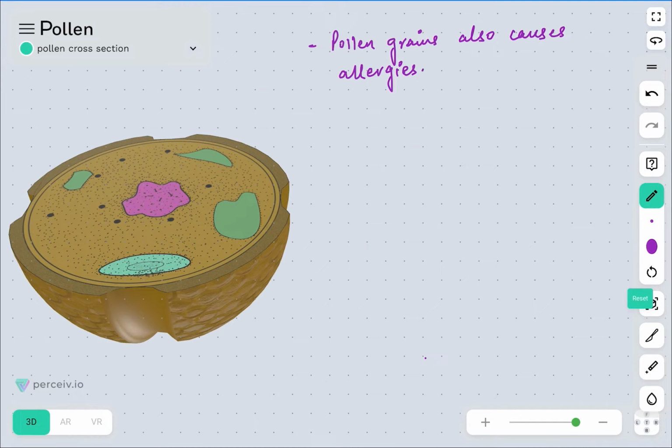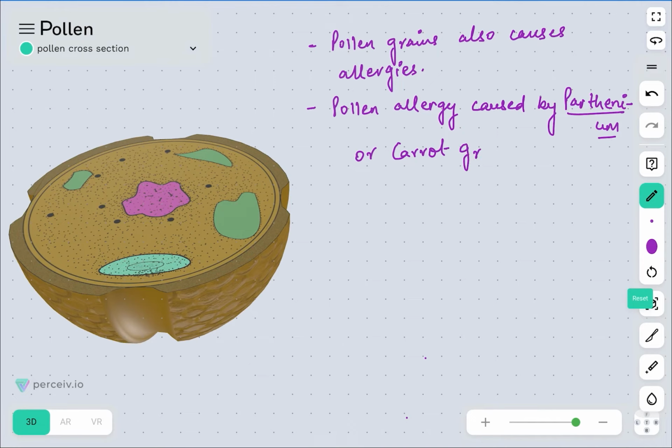Alright, now the pollen allergy for the very first time was caused by a very predominant weed called Parthenium. So, pollen allergy is caused by Parthenium, which is also known as carrot grass. Now this Parthenium came into India as a contaminant with the imported wheat from the USA.